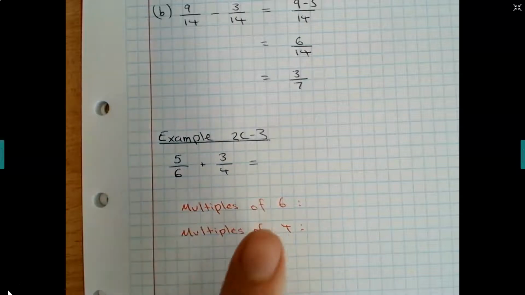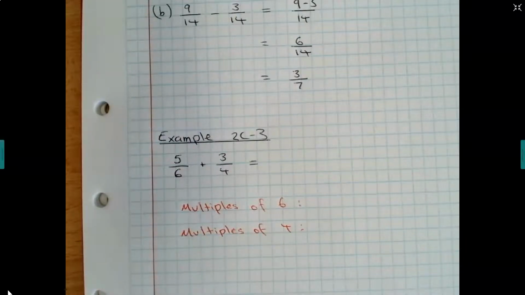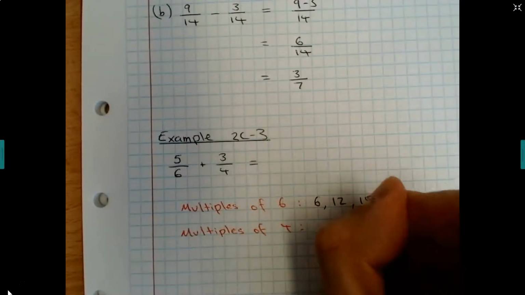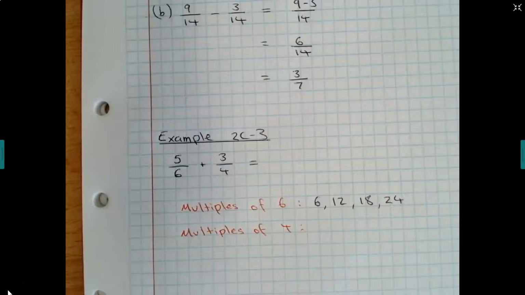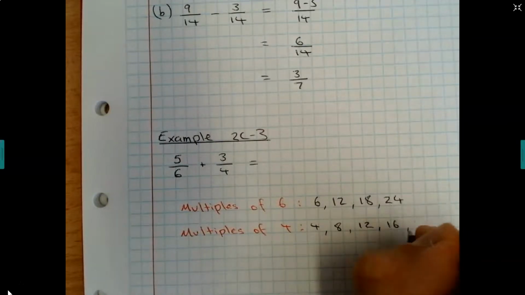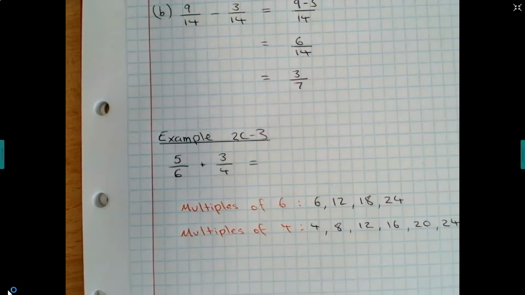So our multiples of 6, don't get confused between multiples and factors. Remember, multiples are 6, 12, 18, 24. And then multiples of 4 are 4, 8, 12, 16, 20, 24. Did you notice that I just stopped on a number? Alright, so 6, 12, 18, 24. They're my multiples of 6. I could keep going, but I'm going to stop there on purpose. My multiples of 4 are 4, 8, 12, 16, 20, 24.